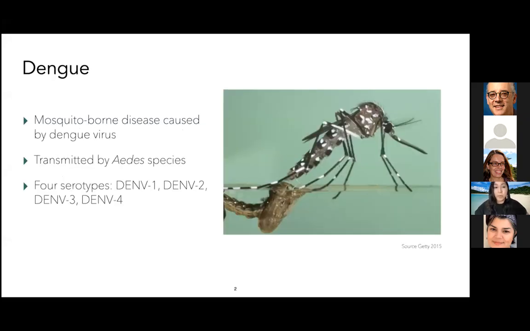So for people who aren't familiar with dengue, it's a mosquito-borne disease caused by dengue virus. It's transmitted by Aedes species mosquitoes. The figure on the right is showing Aedes aegypti, one of the main transmitters of dengue. And there are 4 serotypes of dengue virus.